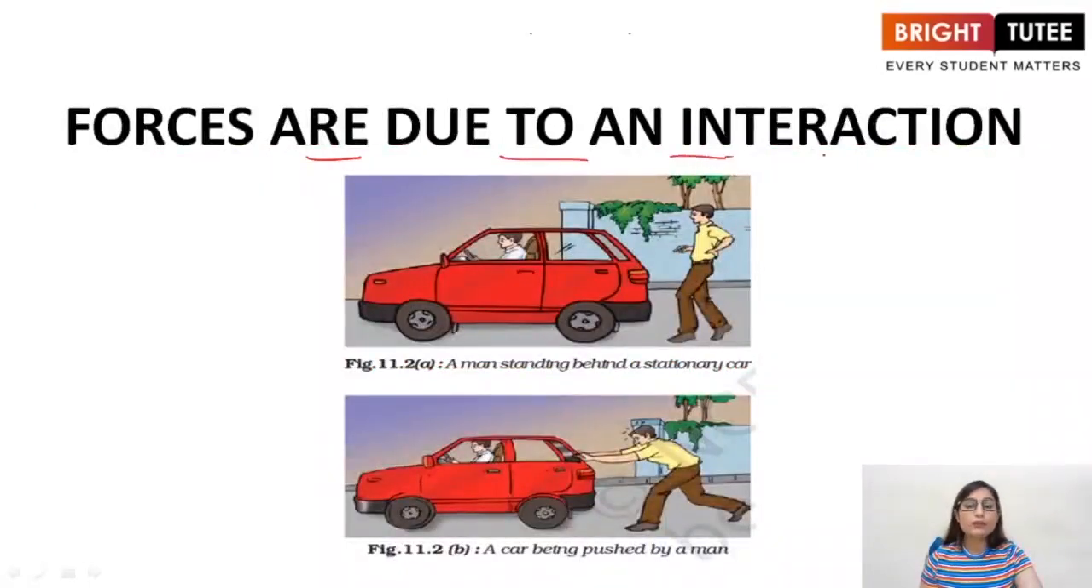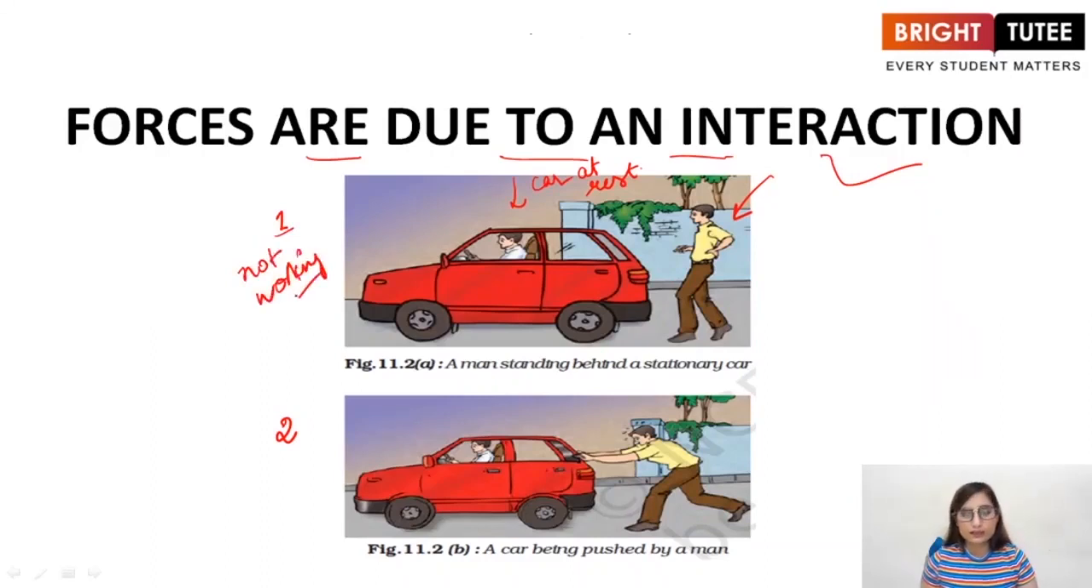Forces are due to an interaction. Basically, what we are saying here is forces can never take place without an interaction. There has to be some interaction between the objects. Let us start. There is a picture in front of you, picture 1 and picture 2, right? In picture 1, a man is standing beside a car, and there is a car which is at rest, right? It is not moving and it basically is not working. You have to take it to a mechanic, so you will have to push this car, right?